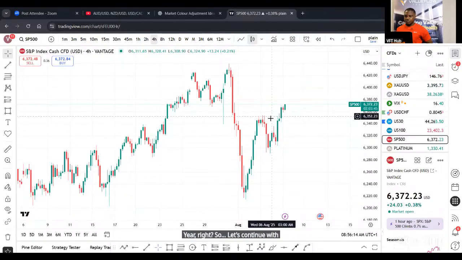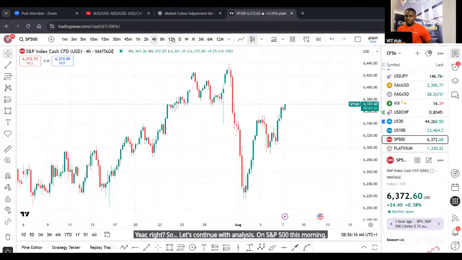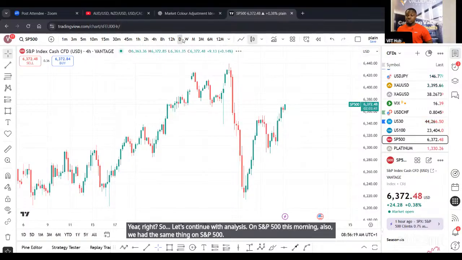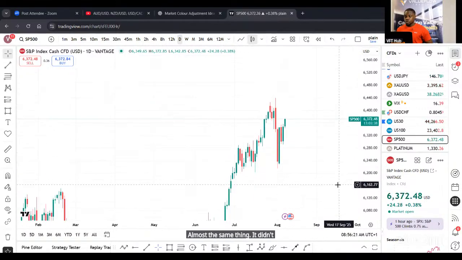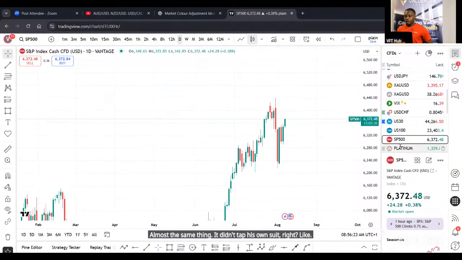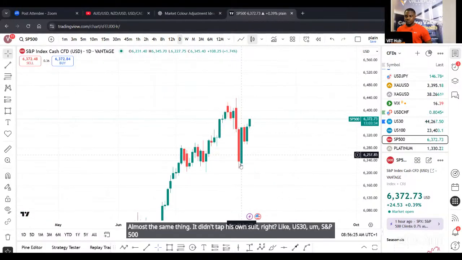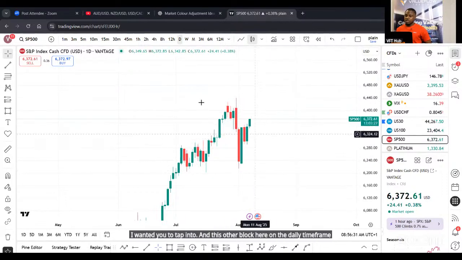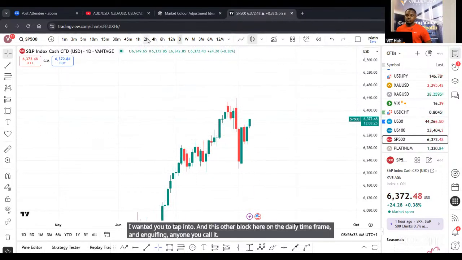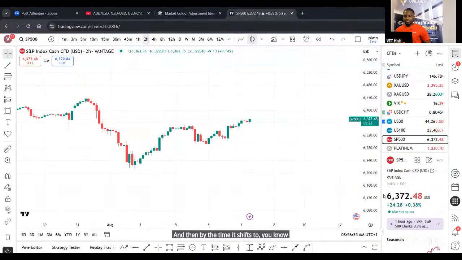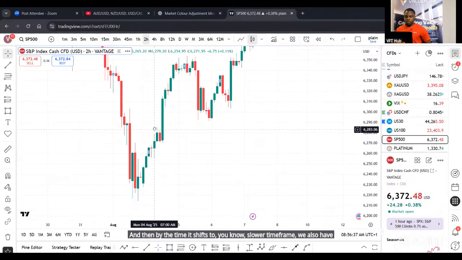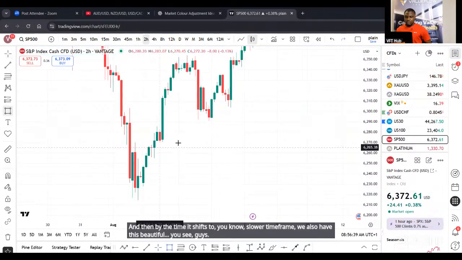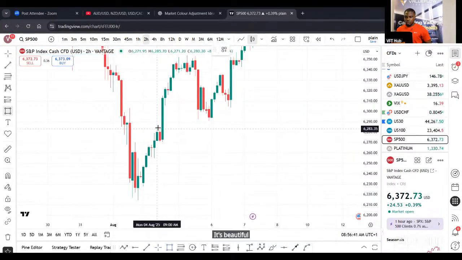On S&P 500 this morning, we had almost the same thing. It didn't tap its own too, right? Like US 30, S&P 500 did not tap into that 50% that I wanted it to tap into. And this other block here on the daily time frame, an engulfing, however you call it, and by the time it shifts to 2-hour time frame, we also have this beautiful other block here.